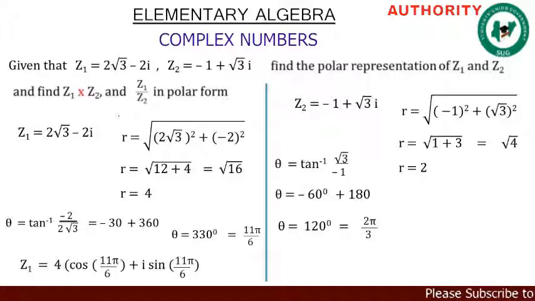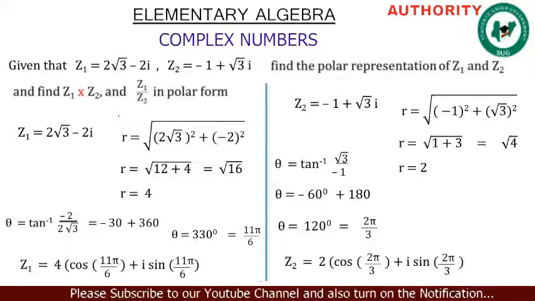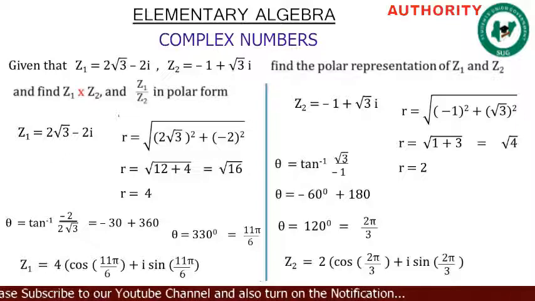So we have found our r to be 2 and our theta to be 2 all over 3 pi. Let's represent this in polar form, and we have z2 equal to 2 (cos 2 over 3 pi plus i sine 2 over 3 pi).